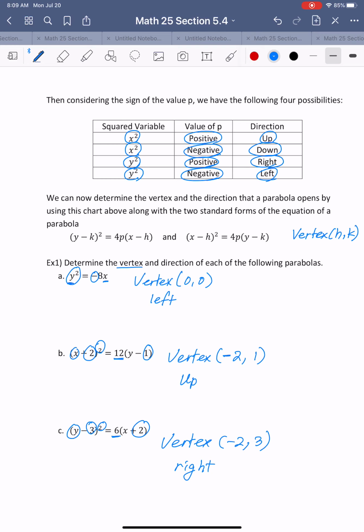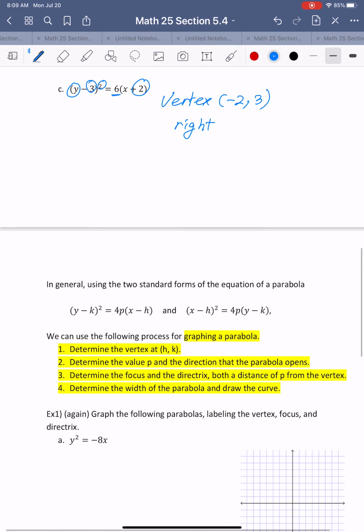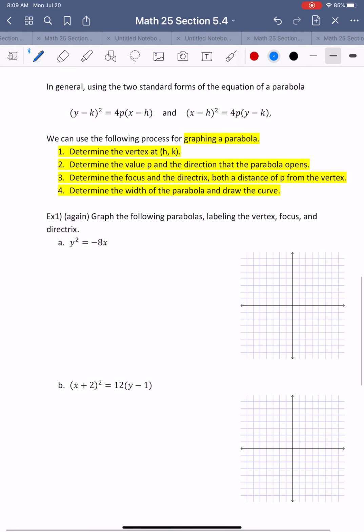Okay, so you can just use the table to check it. All right, let's go to the next page. In general, using the two standard forms of the equation of the parabola, which I already introduced, this is how you graph a parabola. Determine the vertex, which is (h, k). Determine the value of p and the direction that the parabola opens. Determine the focus and directrix, both at a distance of p from the vertex. Determine the width of the parabola and draw the curve.